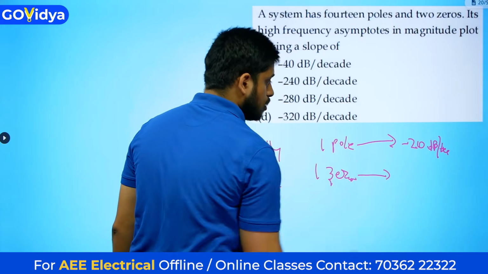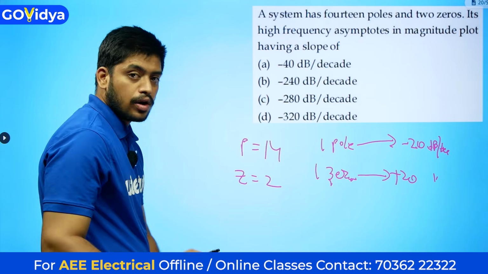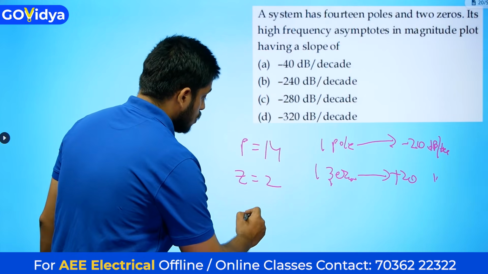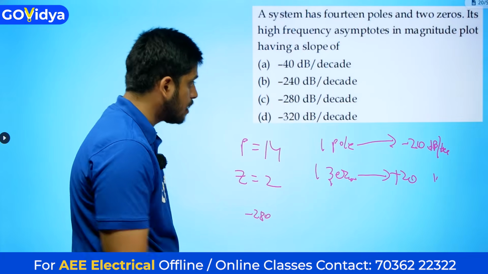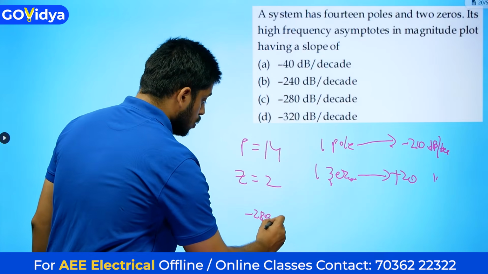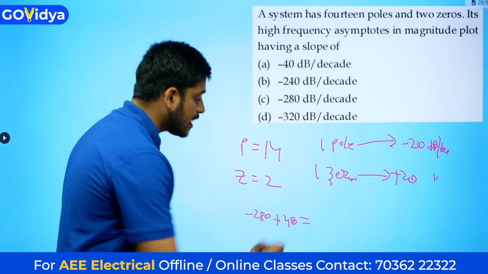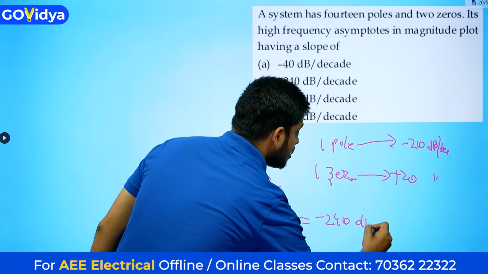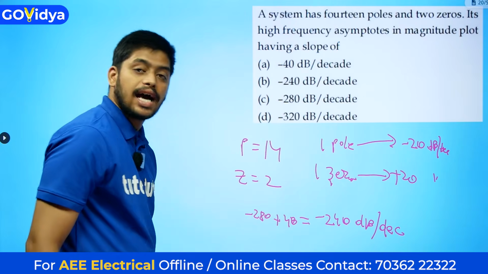One zero, plus 20 dB per decade. Okay. How many poles? 14 poles. So minus 280 dB per decade, and how many zeros? 2 zeros. So plus 40 dB per decade. What am I going to get? Minus 240 dB per decade. As simple as it is.